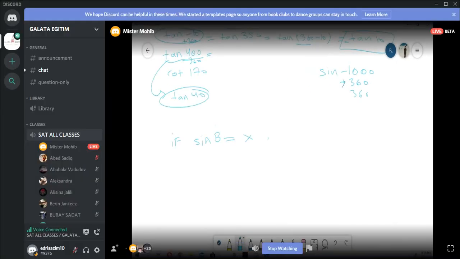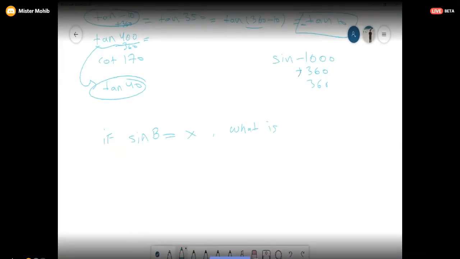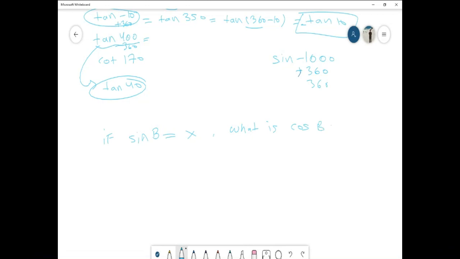So we are done with that. And I want to solve one question, then we will be done with trigonometry for now. If sine beta is equal to x, what is cosine beta?